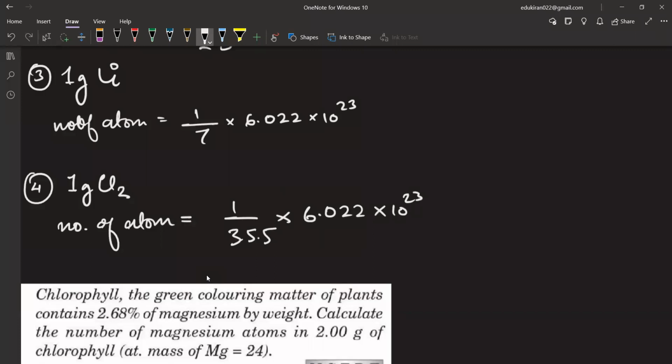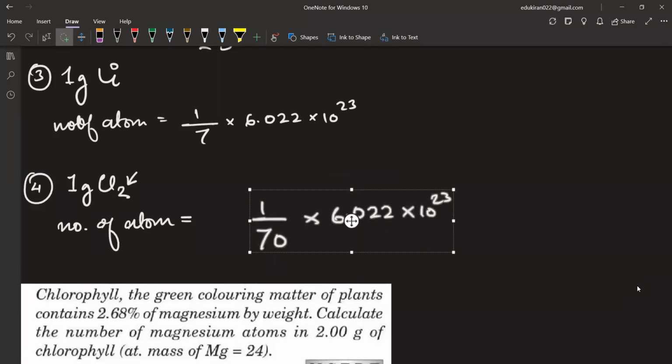Okay. So see, this is fine, but since here it is Cl2, we have 2 chlorine atoms, correct? Yes or no? Okay. So I will be writing here, number of atoms will be divided by 70. But since we have here 2 chlorine atoms, I will be multiplying this by 2 also. Right? You got my point? Yes, sir. Okay, but again, it will be equal to 1 upon 35.5 only. Can you see that? Yes, sir. It will be equal to 1 upon 35.5 only.